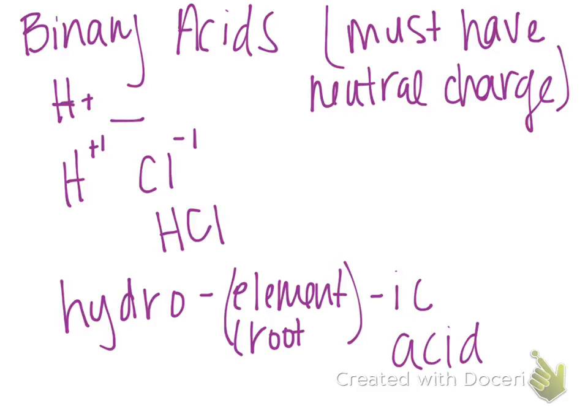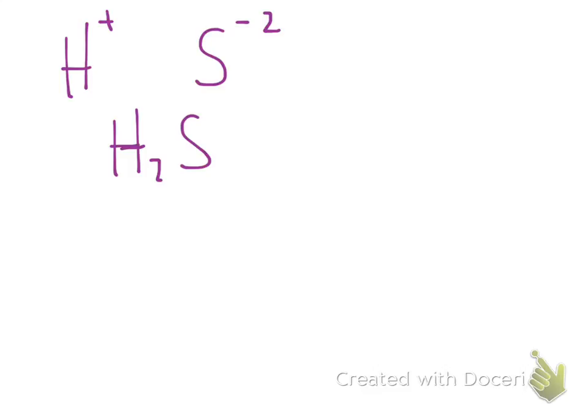All right, so what if I wanted an acid between hydrogen and sulfide? Hydrogen and sulfide. Hydrogen is +1. Sulfide is -2. So how many of those positive hydrogen protons do I need to balance out the -2 charge? I need 2 of them. So it would look like this, H2S. Correct?